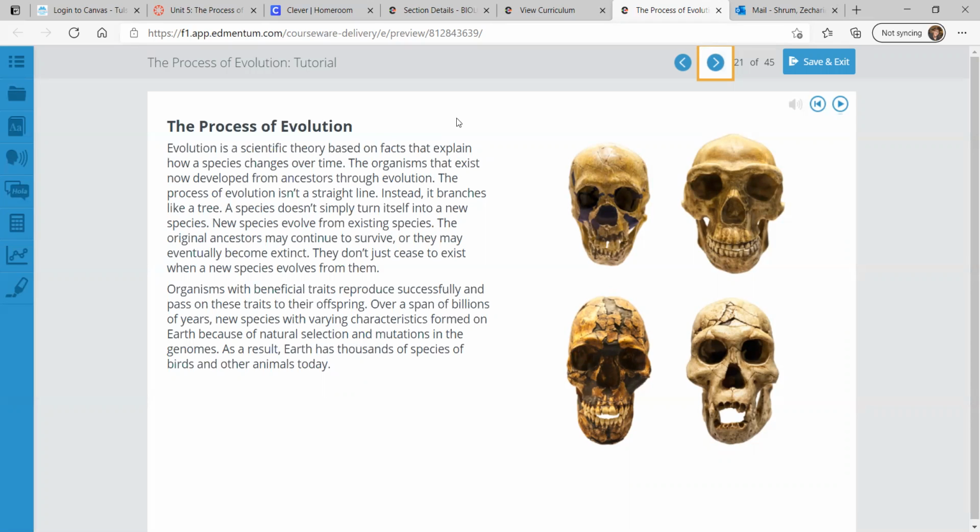Organisms with beneficial traits reproduce successfully and pass on these traits to their offspring. So the ones who are more adaptable to the environment are more likely to reproduce and survive. Over a span of billions of years, new species with varying characteristics formed on Earth because of natural selection and mutations in the genomes. As a result, Earth has thousands of species of birds and other animals today.